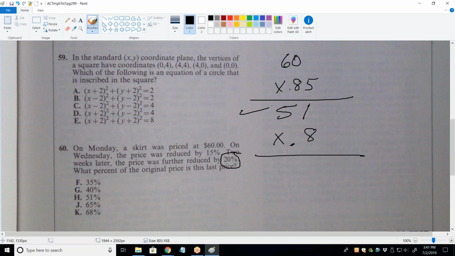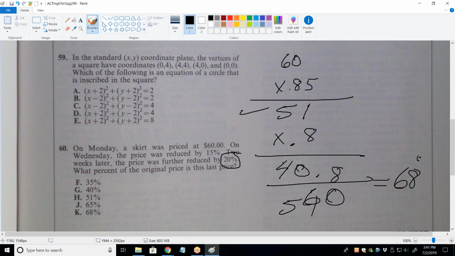So what does that make? 40, it's got to be 40. Just a second here. Oh, that's the new price, so it's got to be 51. So it's 68%, not 65. Well, where am I going wrong here? Oh, I didn't take that answer and divide it by 60. So that's 68. Okay.